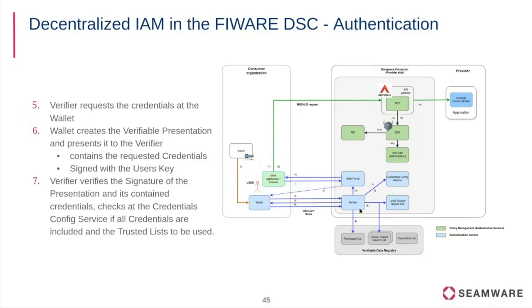Now the verifier will first have to verify, obviously, the signature of the presentation, so that the presentation is signed by the user. Then it will verify the signatures of the contained credentials and check all the configurations that are defined from the config service. So for all the credentials, it will look up the trusted lists. It will check that only the claims that are allowed by the trusted lists are included, and then decide about the validity of the presentation.